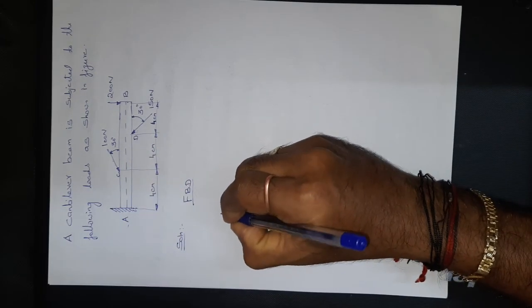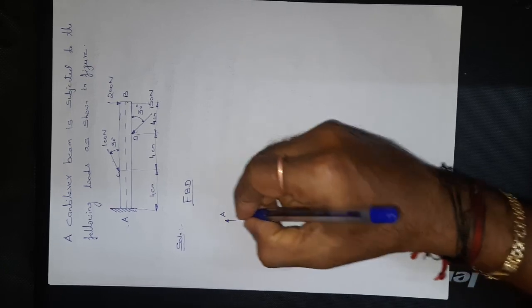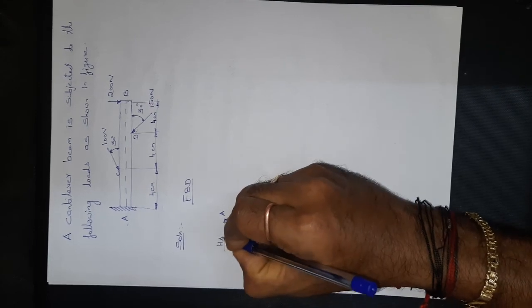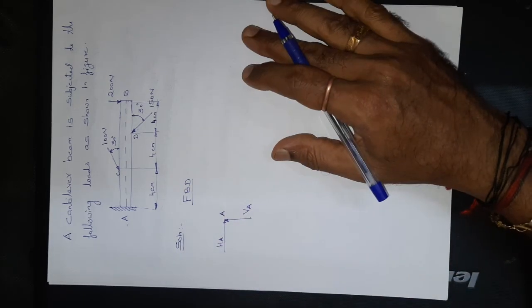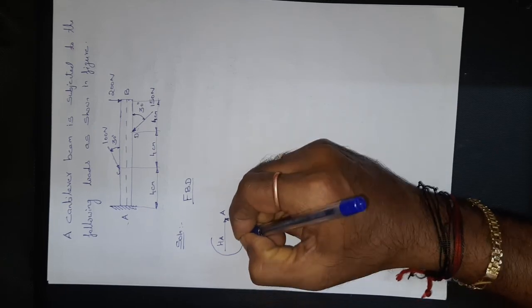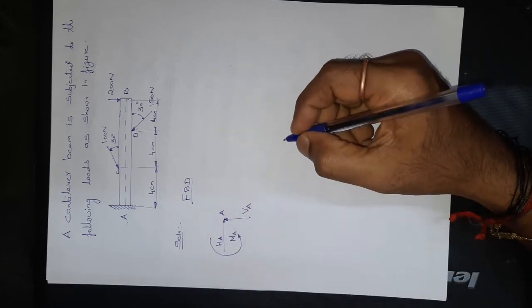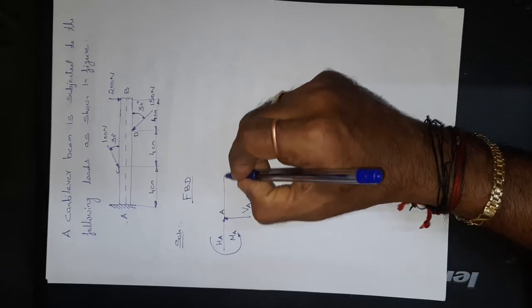Let me start from point A, wherein a vertical reaction will be acting and a horizontal reaction will take place, right? And similarly, a moment will also take place. So let me take moment at point A. Got it? And let me extend this beam.